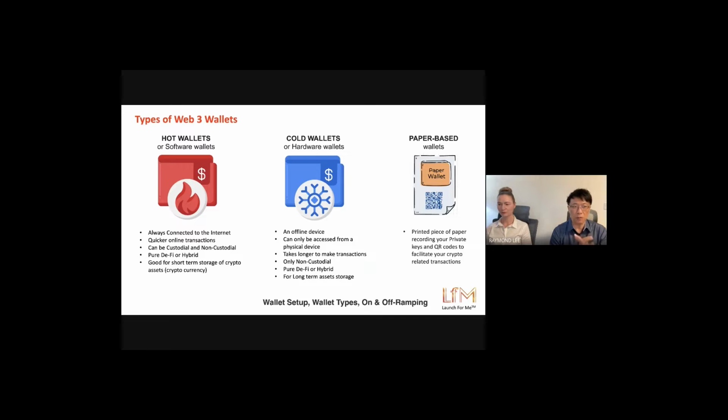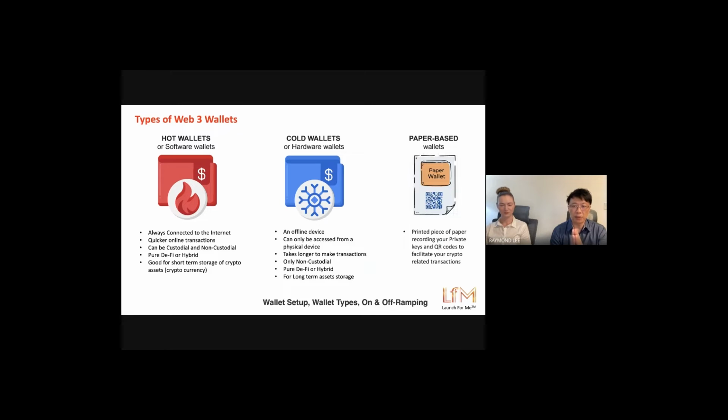You've got the hot wallet, the cold wallet, and the paper-based wallet. In a wallet, there's the public key and there's the private key. The private key is a very secret key that you cannot reveal to anybody, right? Because it's like the keys to the vault of your safe, right? If somebody takes the keys, they can open up the vault, and that's the end of your vault, right?